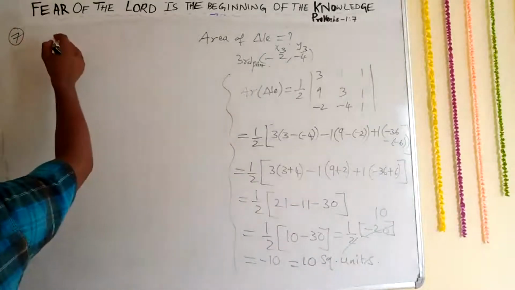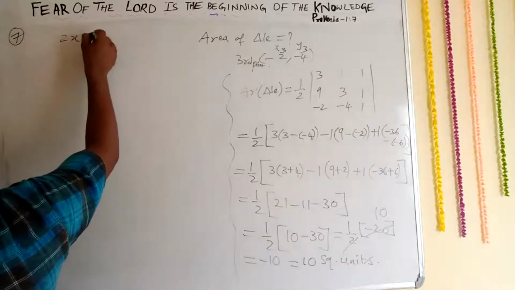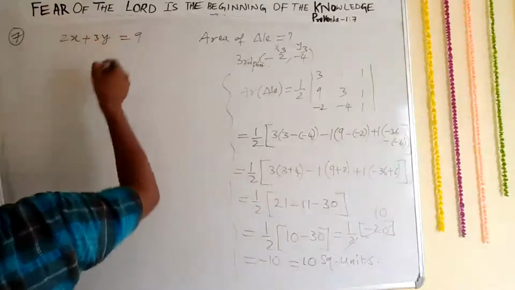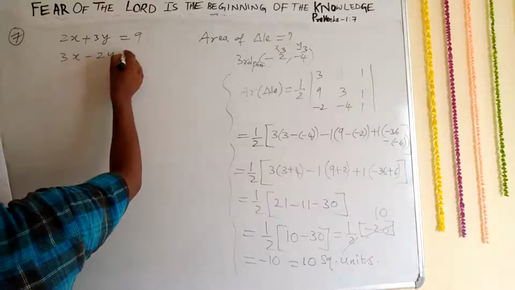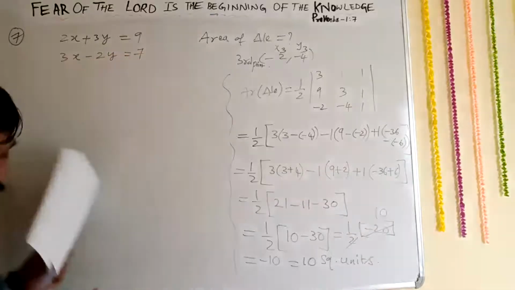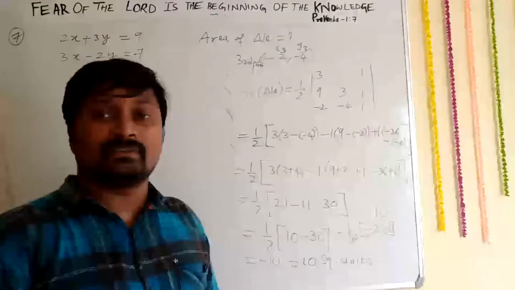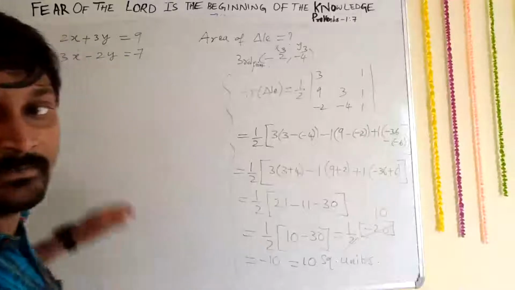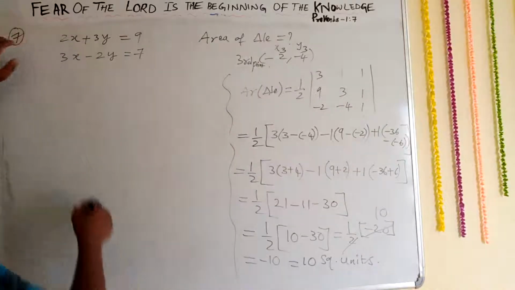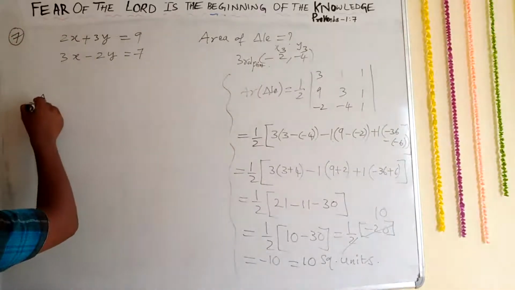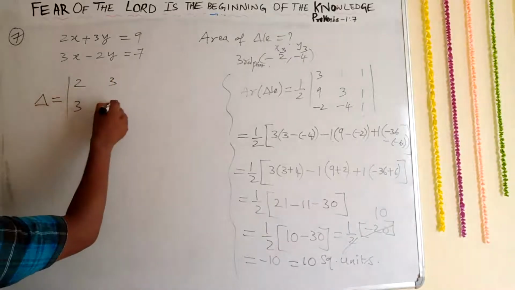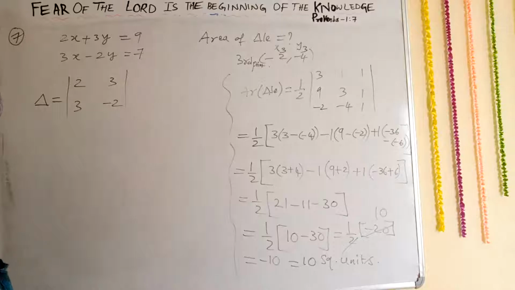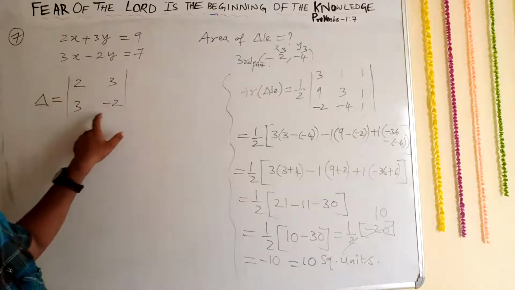In that, our equation is this: 2x plus 3y is equal to 9. Second one, 3x minus 2y is equal to 7. We have to find the solution. So it is very simple. Just observe carefully, everyone. And now here it is. First, delta is equal to the determinant 2, 3, 3, minus 2. Okay? It is 2, 3, 3, minus 2.